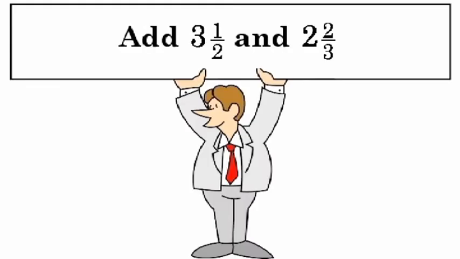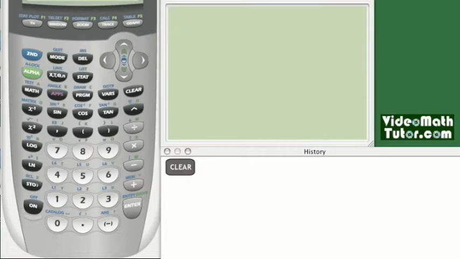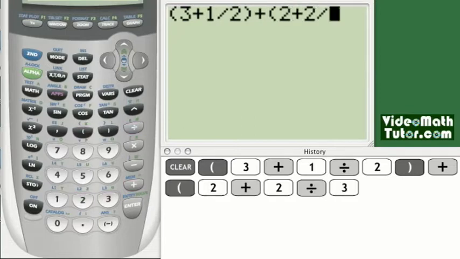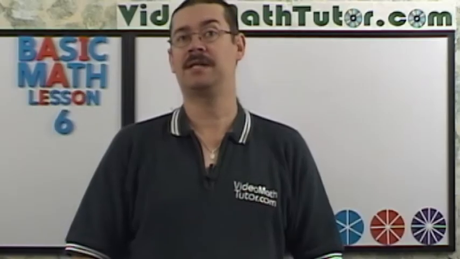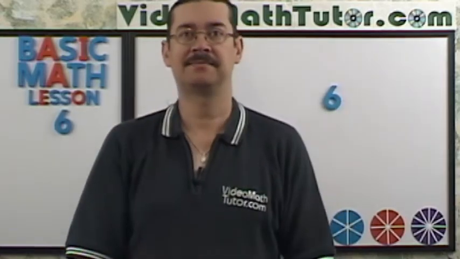Add 3 1/2 and 2 2/3. Clear the screen, and let's input our two mixed numbers. Parentheses, 3 plus 1 divided by 2, close parentheses, plus, open parentheses, 2 plus 2 divided by 3, close parentheses, and enter. Oh, so let's make a note that our whole part is 6.